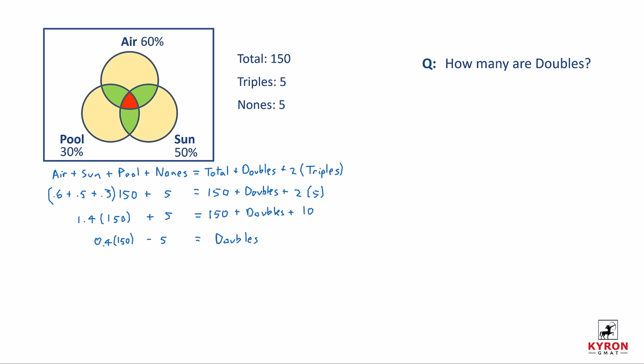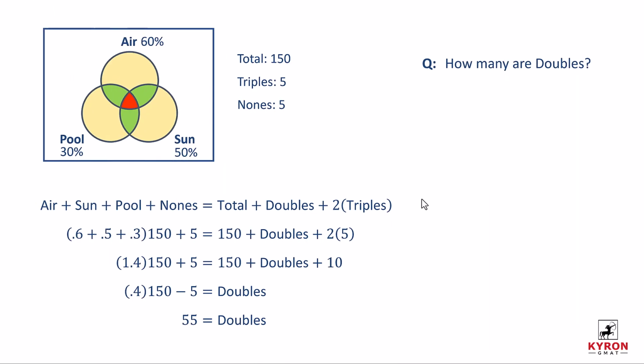And now we've come to the very last line. On the left we have 0.4 times 150, which is 60, and 60 minus 5 is 55. That equals the doubles on the right side. So the number of houses with 2 amenities is 55. Let me clean up my handwriting for you.